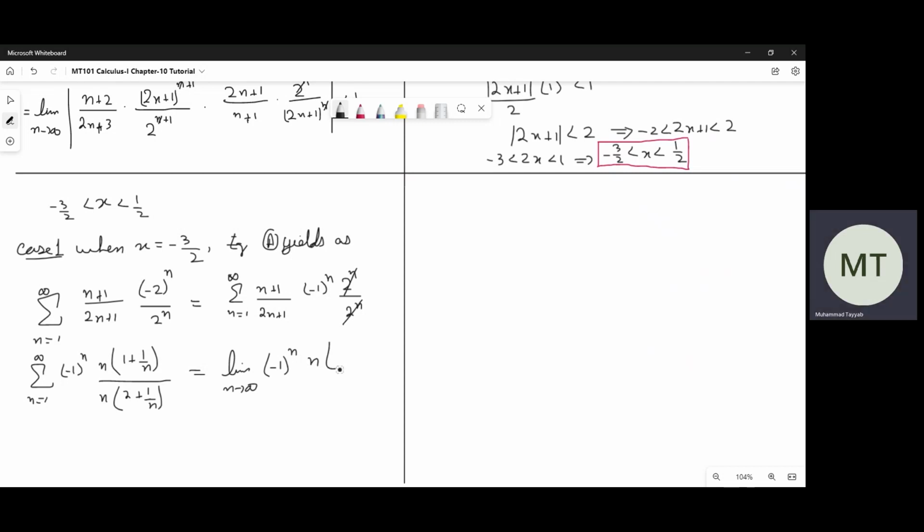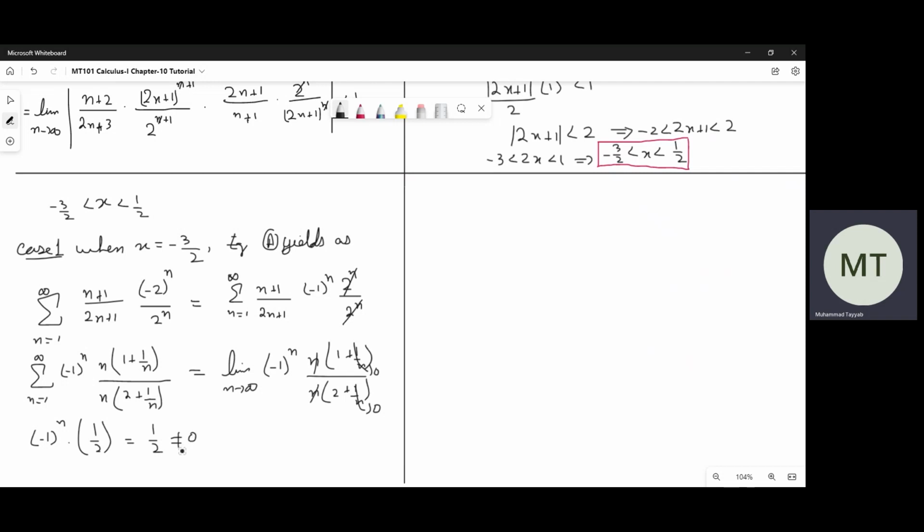So we take n common: 1 plus 1 upon n, and n times 2 plus 1 upon n. So this goes to 0 and this goes to 0. And for the minus 1 raised to power n, we are just looking at the nth term divergence test, so the minus 1 comes out, and the limit says that this is 1 upon 2. So the whole value turns to 1 upon 2, which is other than 0.